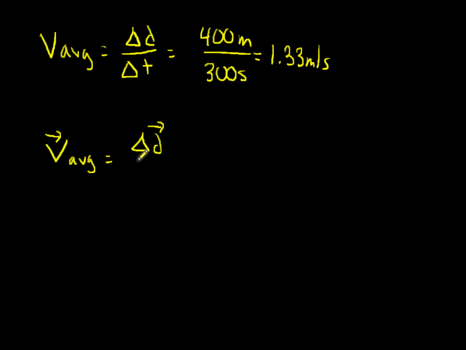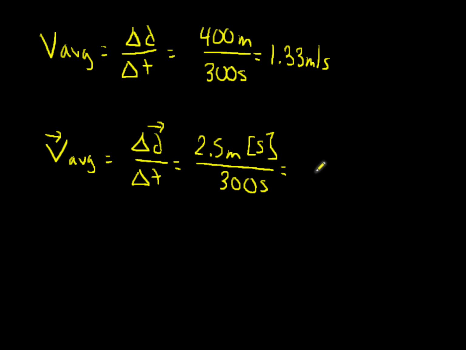The average velocity is change in displacement over time. This is only 2.5 meters to the south divided by 300 seconds, which is 0.0083 meters per second to the south.